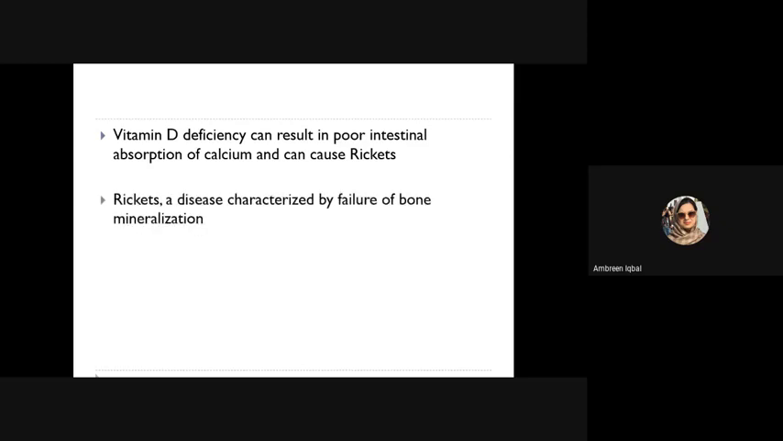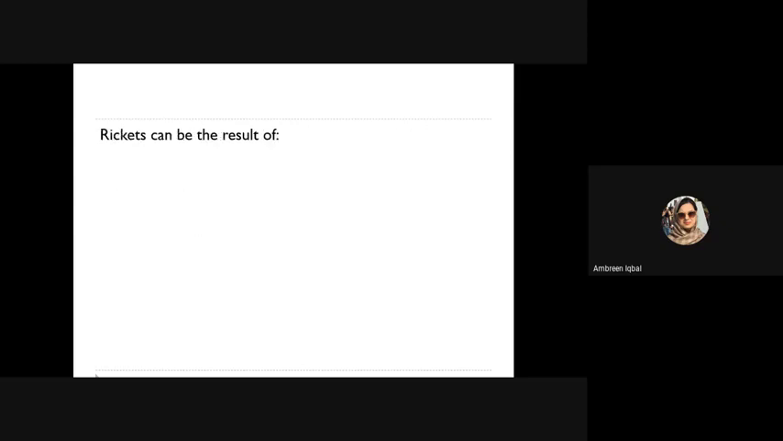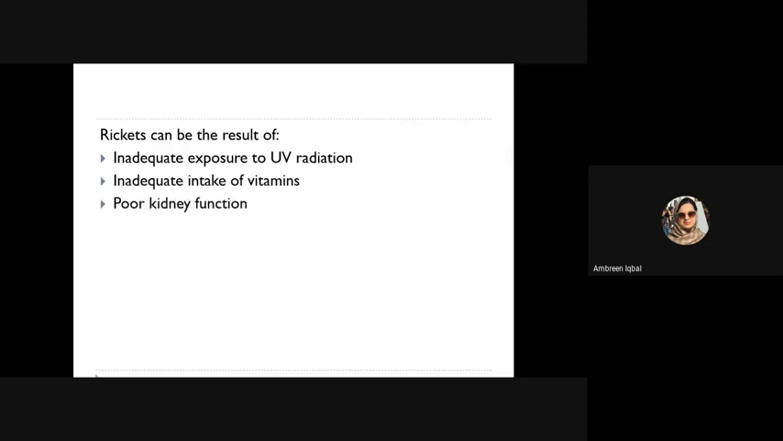Rickets is basically a disease characterized by failure of bone mineralization. Rickets can be the result of inadequate exposure to ultraviolet radiation, inadequate intake of vitamins, or poor kidney function. There are a number of patients who do not have exposure to ultraviolet, so they develop rickets: those who live in houses and do not sit in grounds or in sunlight, those who work in mines, or those who are bedridden, elderly, in ICUs and hospitals, or paralyzed. They are not being exposed properly to ultraviolet radiation.